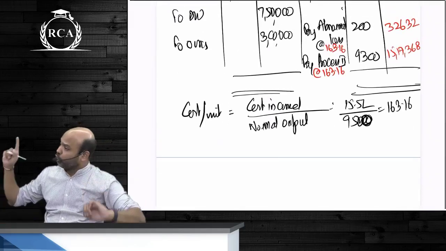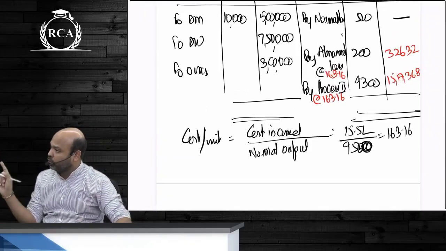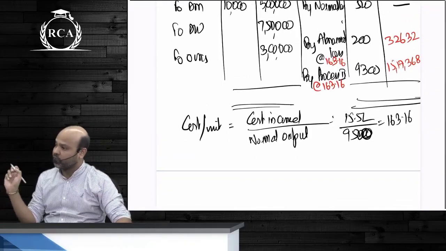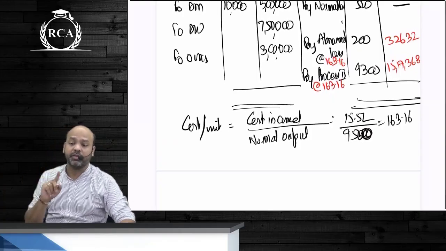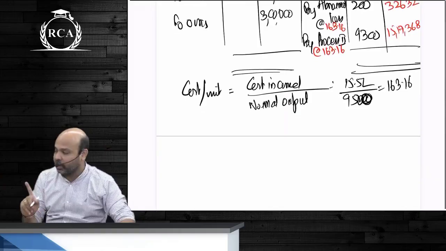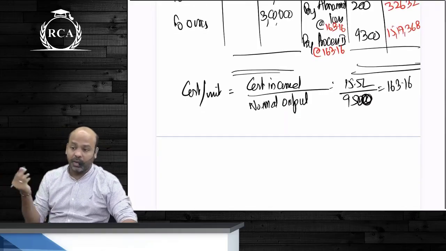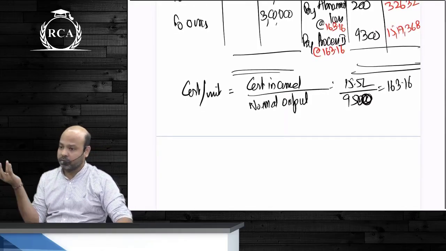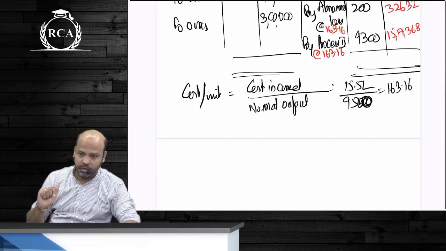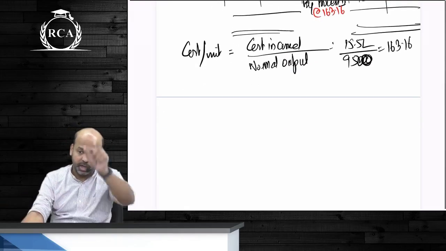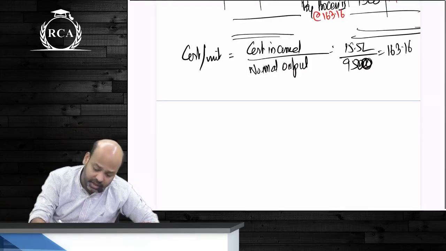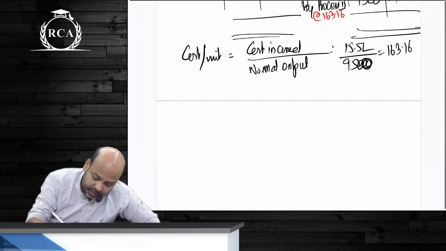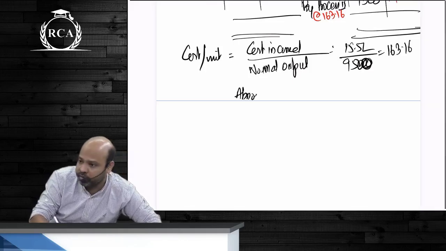Cost per unit should always and always be based on normal output. I know my actual output is 9,300 units. That does not mean I divide by 9,300 units. I will still divide by 9,500 units only. Will I prepare normal loss account here? There's no amount of normal loss. Yes or no guys? If I had written something in the amount column, I would have prepared normal loss account. But did I write anything against abnormal loss? Yes, I have written something against abnormal loss.